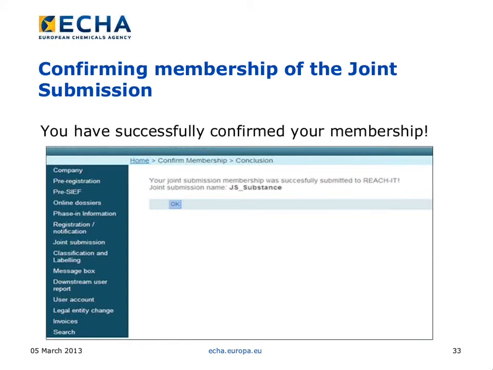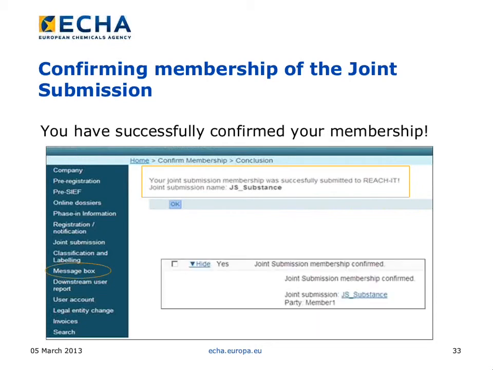Once you have clicked on Confirm Membership, you will see this message that your joint submission membership was successfully submitted in ReachIT along with the name of the joint submission. If you go to your message box at this stage, you will see that you have already received a message confirming your joint submission membership, and clicking on OK will take you to the joint submission details screen.